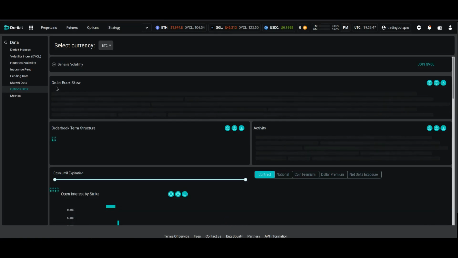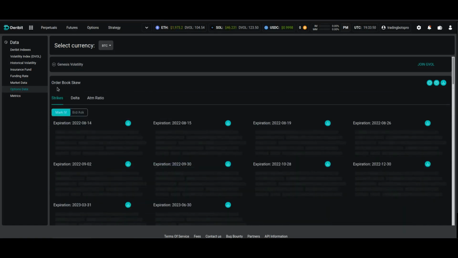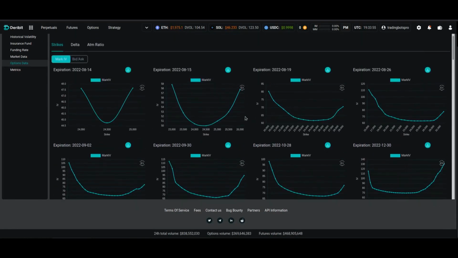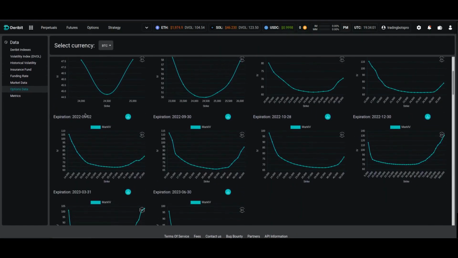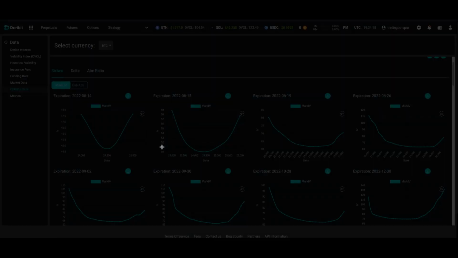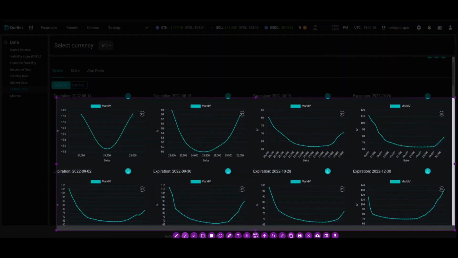Okay, order book skew. Here is the volatility smile, and as you can see, it is different from expiration series of options. Absolutely different, but you can notice that the left side, which is when the BTC price goes down, has a bigger angle.